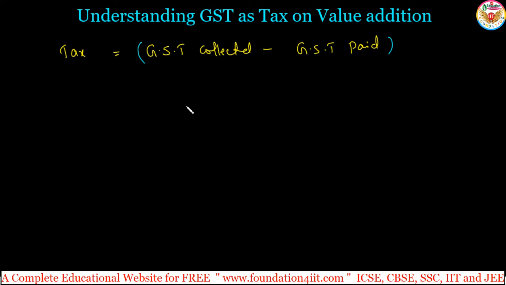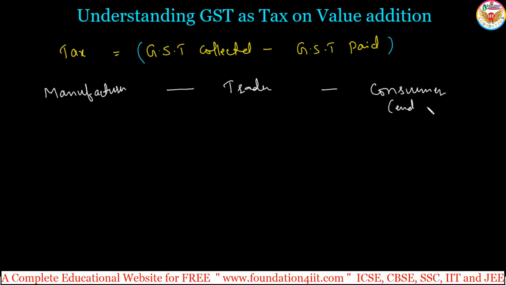Let an item be purchased by the trader from the manufacturing company. There is a manufacturer, and from the manufacturer it goes to the trader or dealer, and next is the consumer or end user. End user means they will not sell to anyone else.